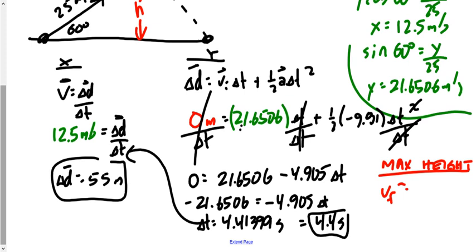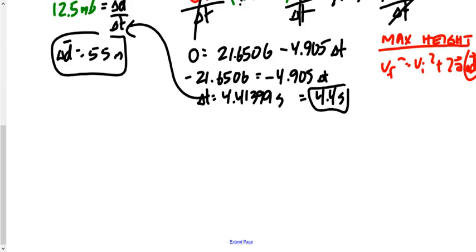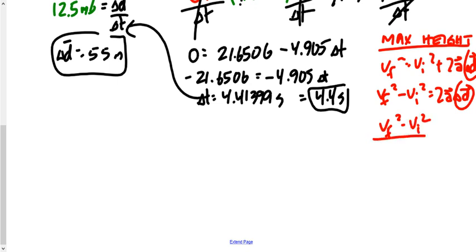To find the max height, I'm going to say that Vf squared is equal to Vi squared plus 2AD. And I'm going to solve for D. So let's get rid of the Vi squared first, because it's not attached to the D. Vf squared minus Vi squared equals 2AD. And then let's take the 2a over by dividing. Vf squared minus Vi squared over 2a equals D.